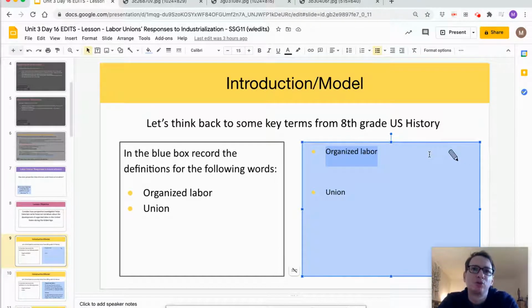Because these terms are a huge part of today's lesson, I would pause this video here and take a few minutes to construct your own definitions. When you are done, unpause it, and you'll be able to check yours against a model that I created.